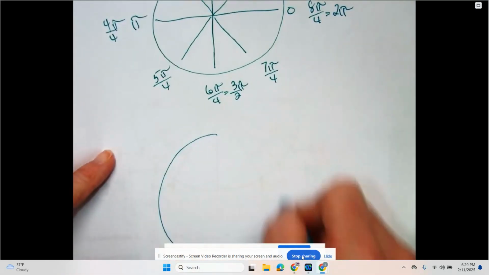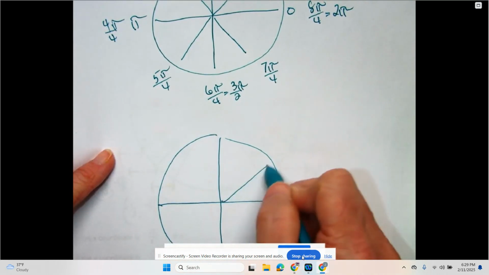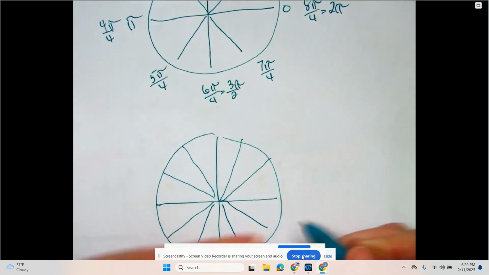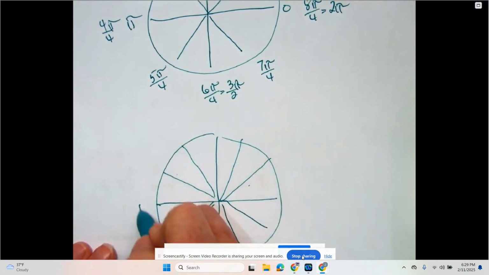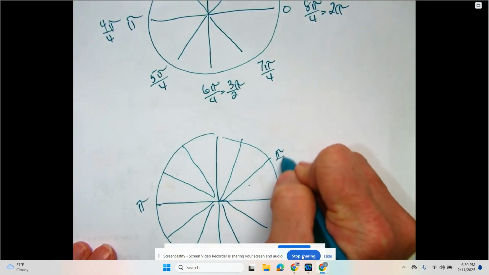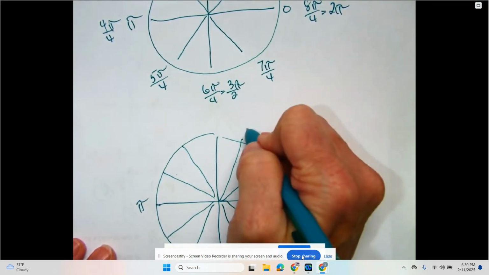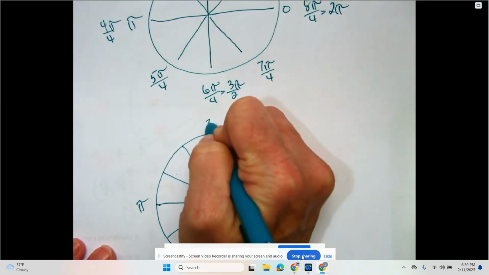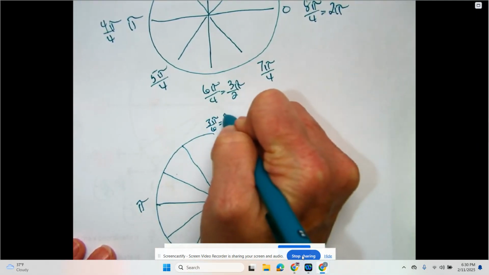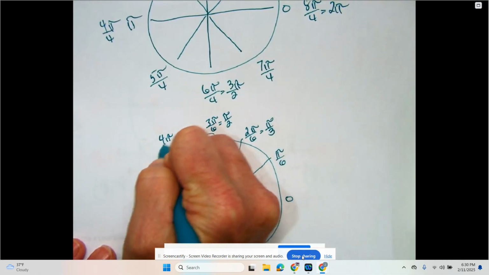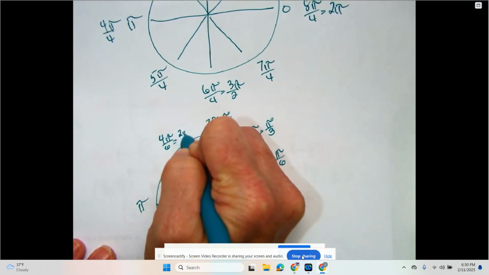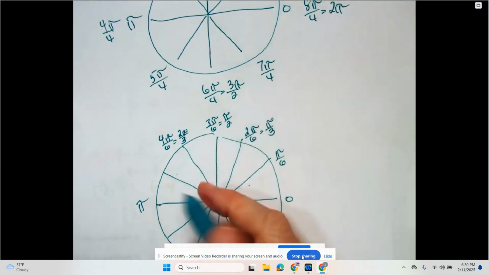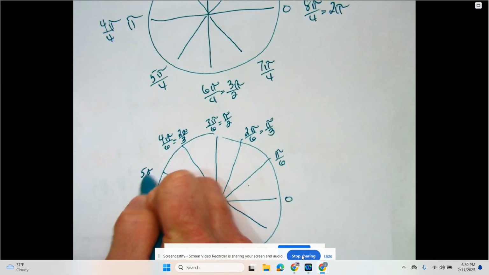But what did we do every 30 degrees? 30, 60, 90. Every 30 degrees breaks it into what? 1, 2, 3, 4, 5, 6. So 30 degrees is pi over 6. 60 degrees, 2 pi over 6, which reduces to pi over 3. 3 pi over 6 reduces to pi over 2. 4 pi over 6 is 2 pi over 3. So you keep going. And then this would be 5 pi over 6.